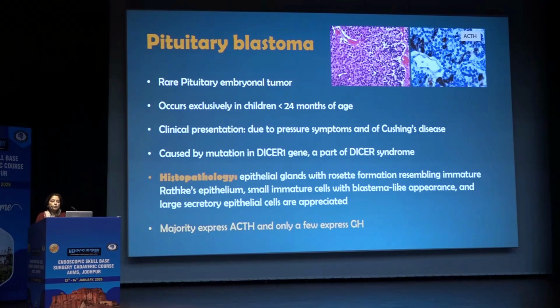It is caused by mutation in the DICER1 gene, which is a part of the DICER1-related syndrome. On histopathology, we can see rosette formation that resembles the immature Rathke's epithelium. Then we can see small cells with blastema-like appearance and large secretory epithelial cells. The majority of these tumors express ACTH and only a few express growth hormone.